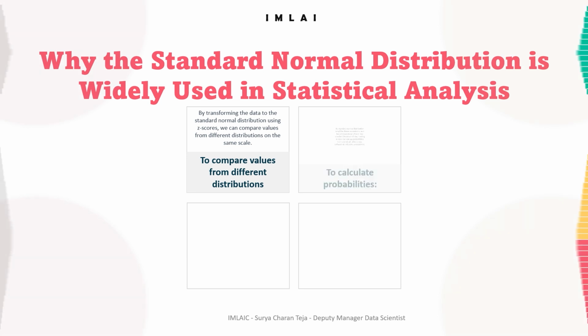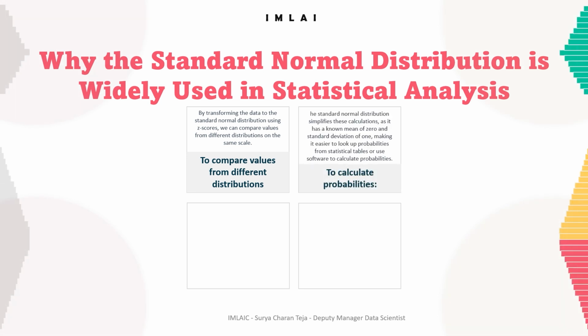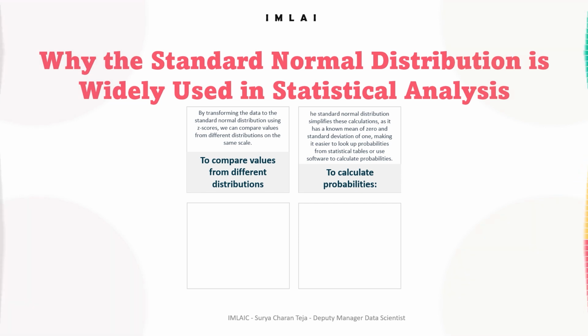And the second one is to calculate probabilities. Statistical tests and hypothesis testing often involve calculating probabilities based on the normal distribution. The standard normal distribution simplifies these calculations as it has a known mean of 0 and a standard deviation of 1, making it easier to look up probabilities from statistical tables or use software to calculate the probabilities.